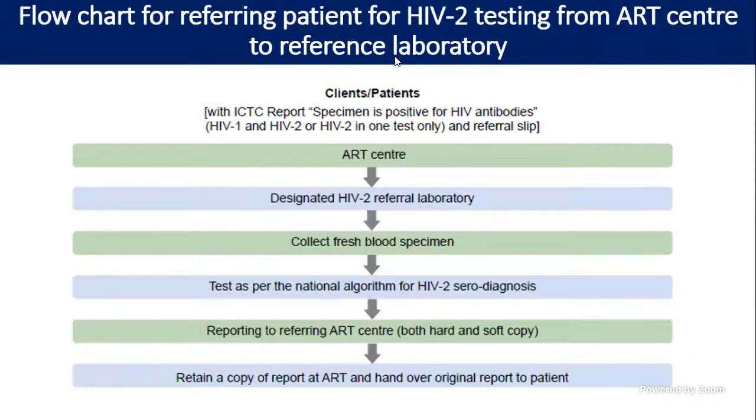So this is the flow chart for referring these patients for HIV-2 testing from the ART center to the reference laboratory. Those patients with an ICTC report where the specimen is positive for HIV antibodies, HIV-1 and 2, or only 2 in one test, and with a particular referral slip, are referred from the ART center to the designated HIV-2 referral laboratory. I hope and I'm sure that all of you are aware of which HIV-2 referral laboratory your particular ART center is linked to.